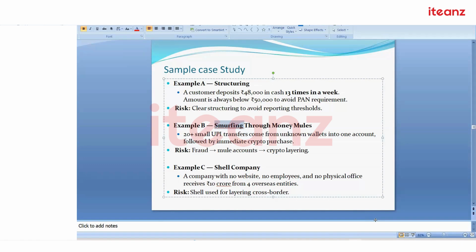Today I was a bit busy, so I could not bring up some other things I wanted to tell you. So I'll give you some more examples. Just remind me tomorrow to give more examples on smurfing, money mules, and all those things. These are very important concepts.